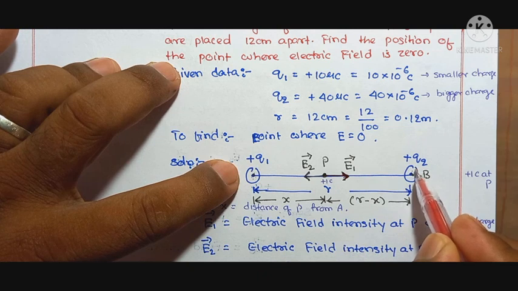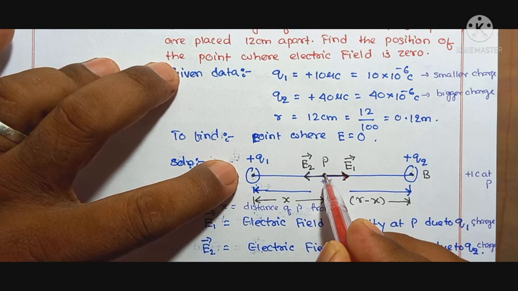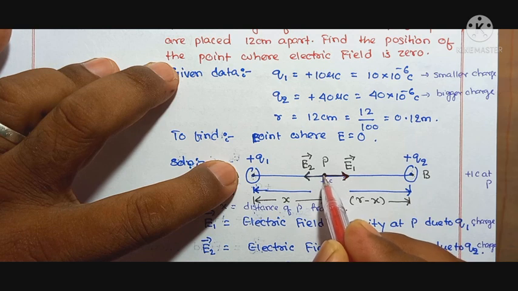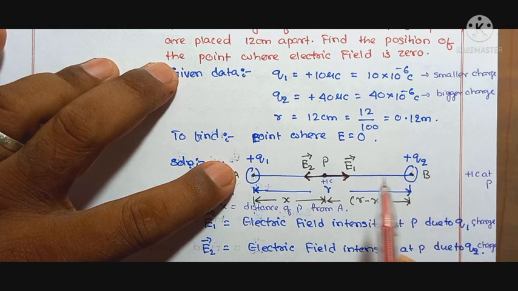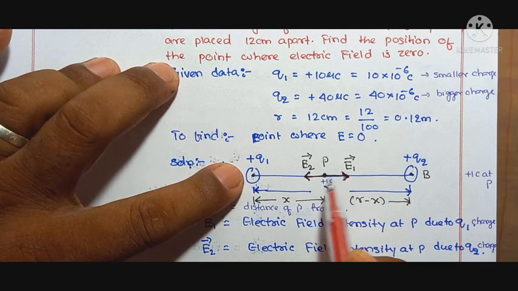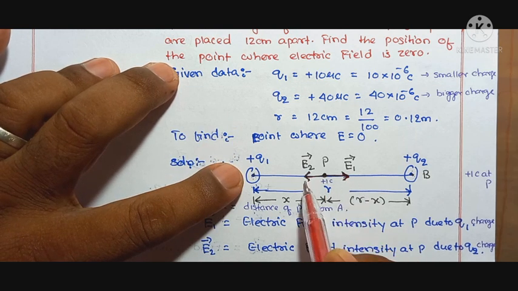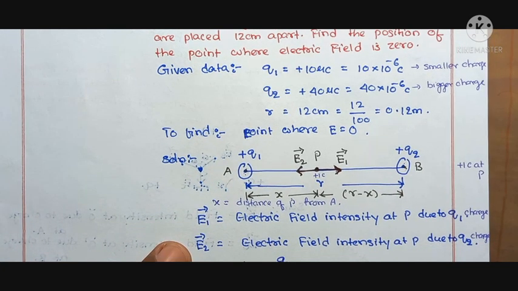Now this is also a positive charge. Here we have placed a +1 coulomb charge. So due to this charge, the unit positive charge will move in this direction. This means this electric field is from left to right due to this charge. This electric field is right to left due to this charge. So E1 is the electric field intensity at P due to Q1 charge. E2 is the electric field intensity at P due to Q2 charge.